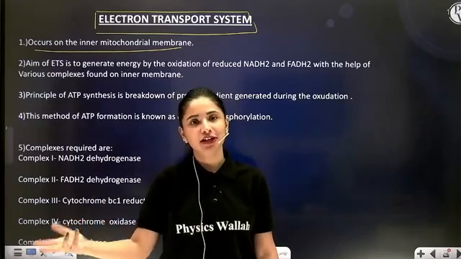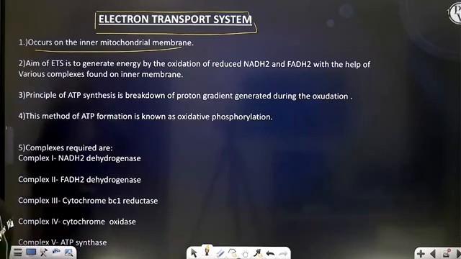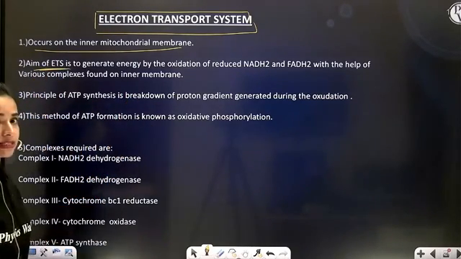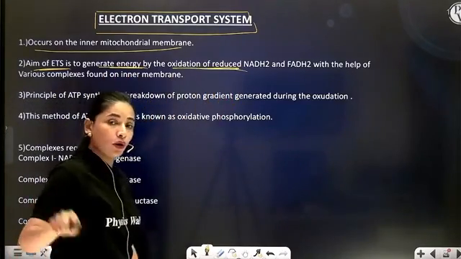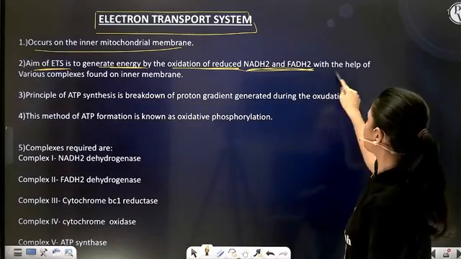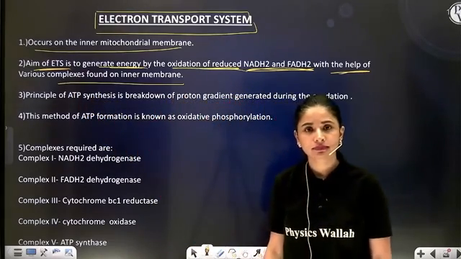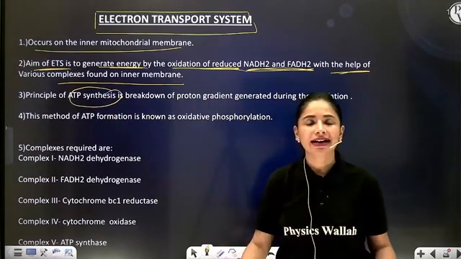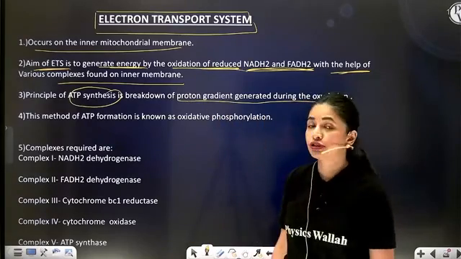Now let's see generation of remaining ATPs. Focus. So first point you have all understood. Second point, what is the aim of ETS? Its aim is to generate energy by the oxidation of already reduced NADH2 and FADH2 with the help of complexes found on inner membrane, right? Now, what is the principle of ATP synthesis? That is breakdown of proton gradient and then generate energy.